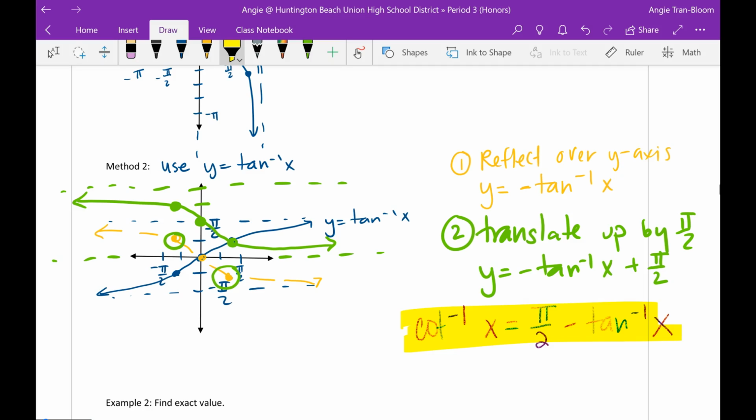So, how did we get this formula? By comparing and using what? What did we use? Transformation from tangent inverse. Okay. Because you're going to ask me later, where did this come from? I'm going to say, take out your notes on page 8.